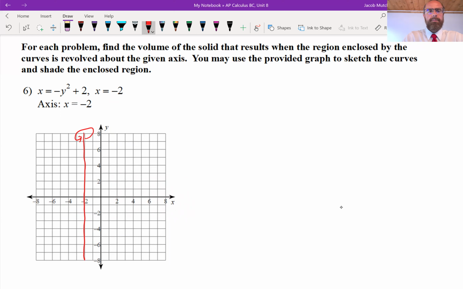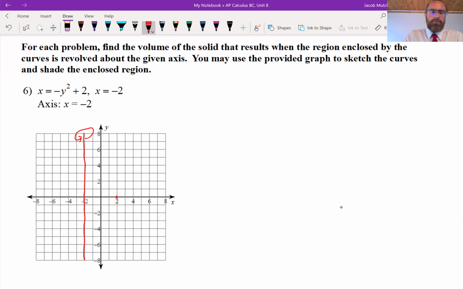And then I want to graph this relation. I'm just going to choose some y values and then evaluate to solve for x. The first y value I want to choose is y equals 0. So 0 squared is 0, negative 0 plus 2 is 2.